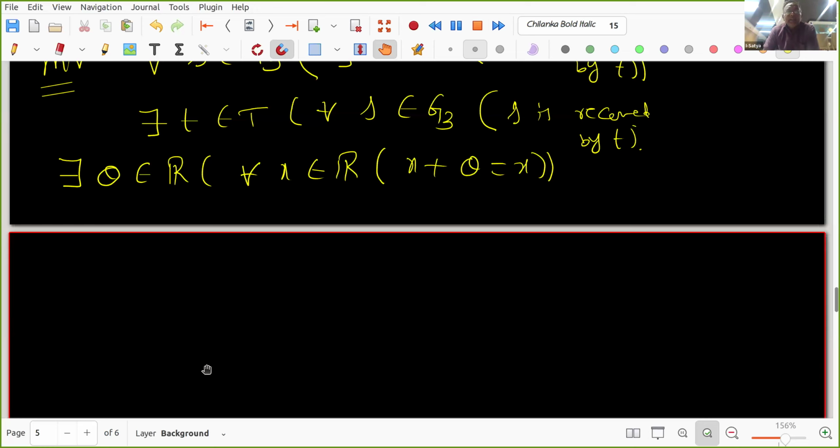In many places, you see that they write "for all" afterwards. Why? Because if you write like that, you cannot negate properly. This is a good way to write. Okay.